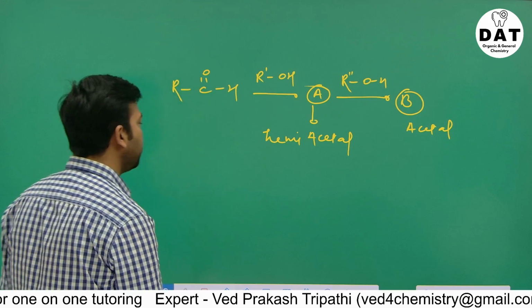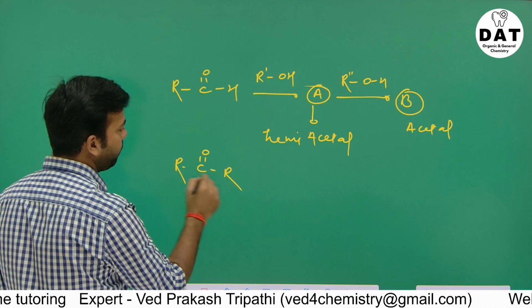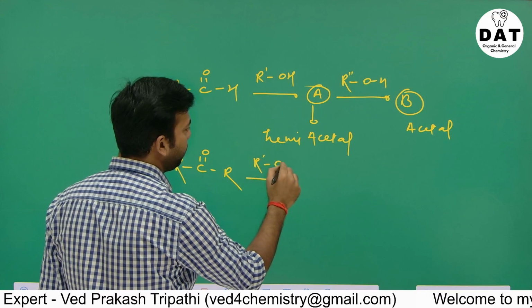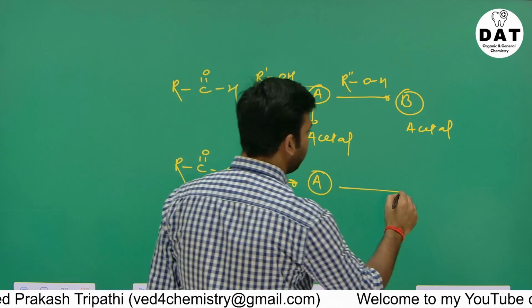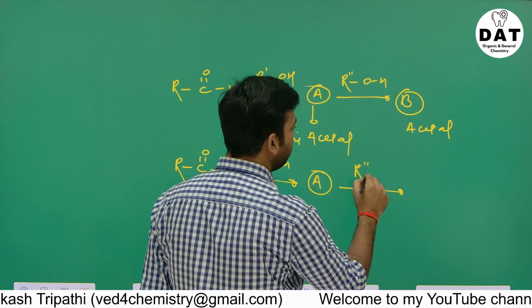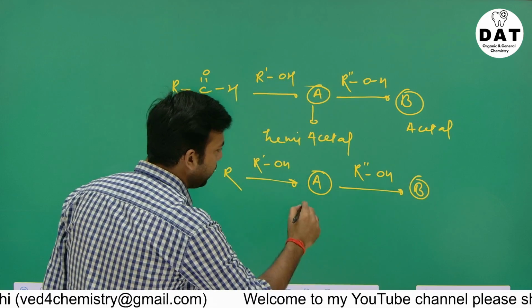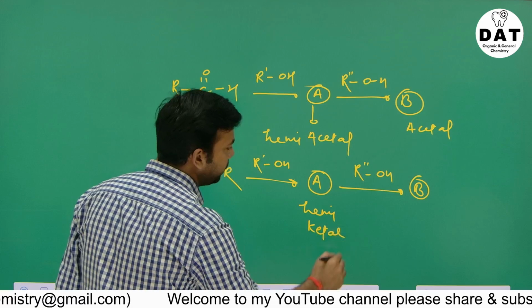If we are going to start the reaction with the ketone with alcohol, it will form A, and if you are going to react them again with the alcohol, it will form B. So this A is called hemiketal and this is called ketal.